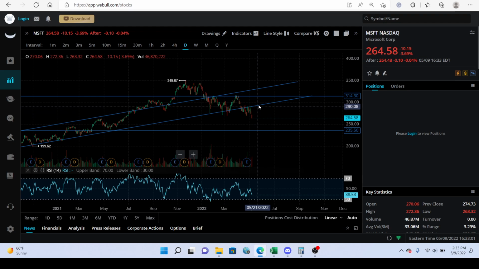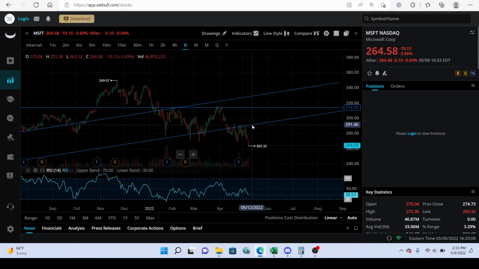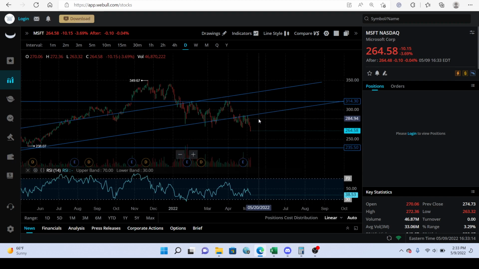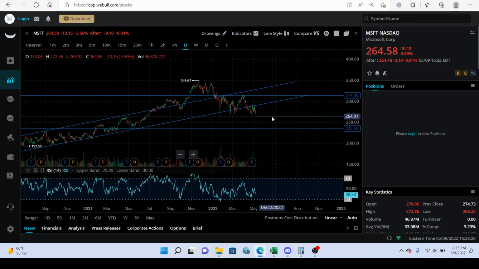And if we do rally back up, it's probably going to be resistance. So, if we're getting lucky here, maybe we could go all the way back to 291, and that's going to act as resistance from here. So if I do zoom out and I think, well, where can Microsoft go if we continue to sell off? I'm thinking Microsoft could go all the way back to 235.